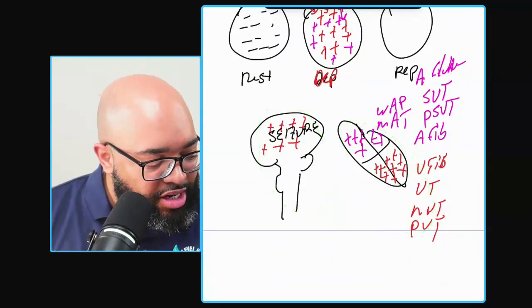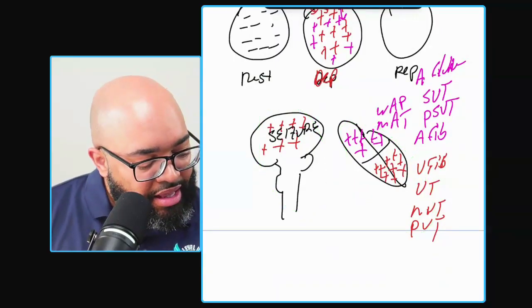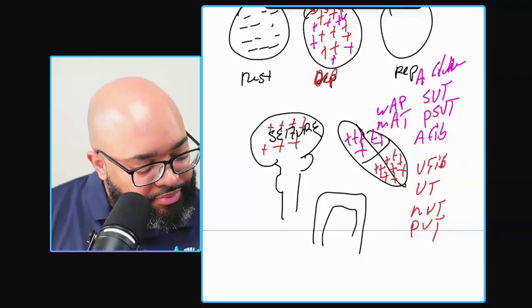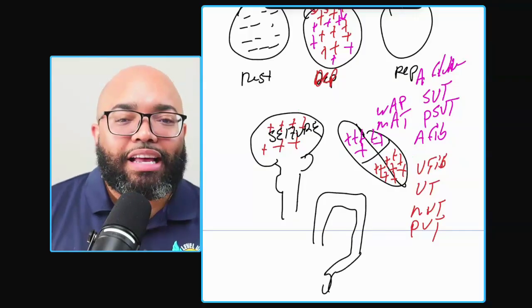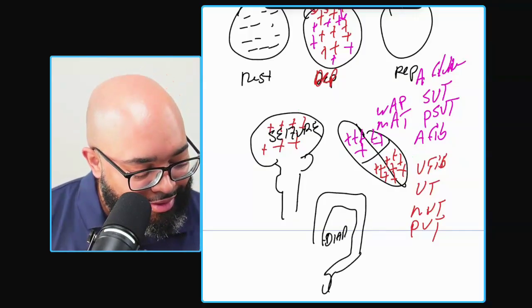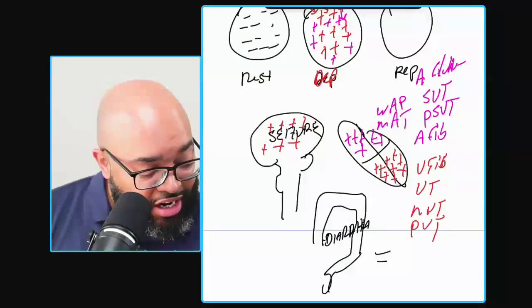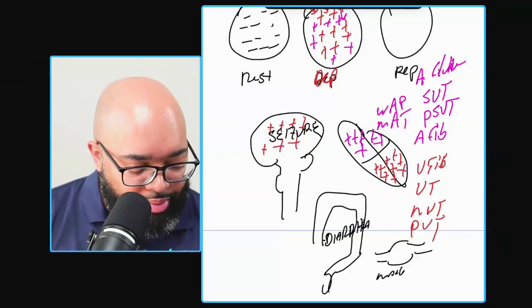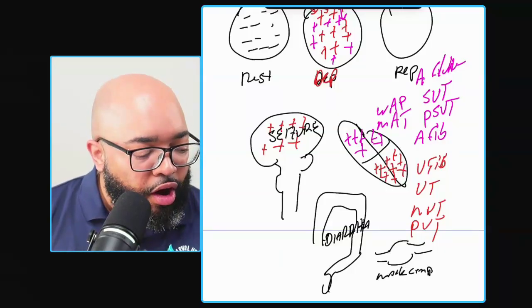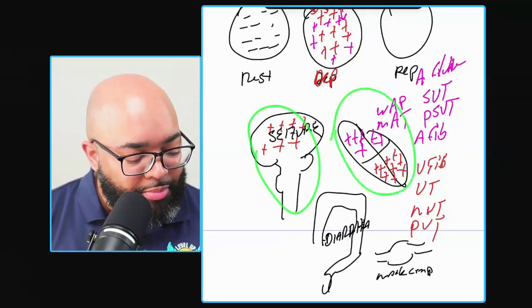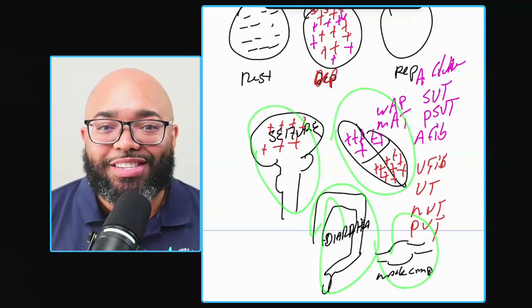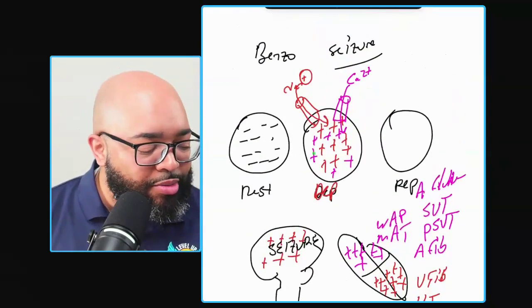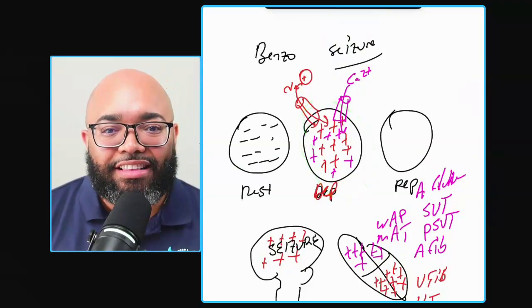What if I have too much depolarization happening along the intestinal tract? What do I call that? That's called diarrhea. What if I have too much depolarization here in a muscle? What's that called? That's called a muscle cramp. What are all these situations? Depolarization, depolarization, depolarization. What is depolarization? Too much positive activity inside the cell.